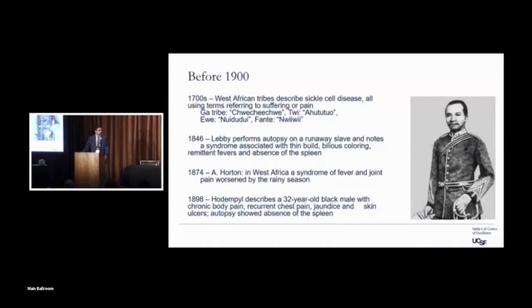In the 1800s, there were some people who investigated, just out of curiosity, some individuals who, on autopsy specimens, had recurrent fevers, an absence of the spleen, and recurrent joint pains that were worsened by the rainy season. This is a picture of Mr. Horton, who was an anthropologist, I believe, looking at some individuals with these unusual symptoms in West Africa. But really, it hadn't been described with any seriousness other than a couple of cases, a couple of autopsy reports.